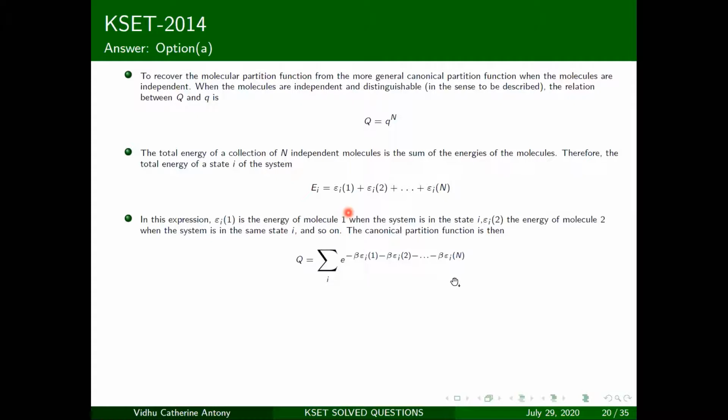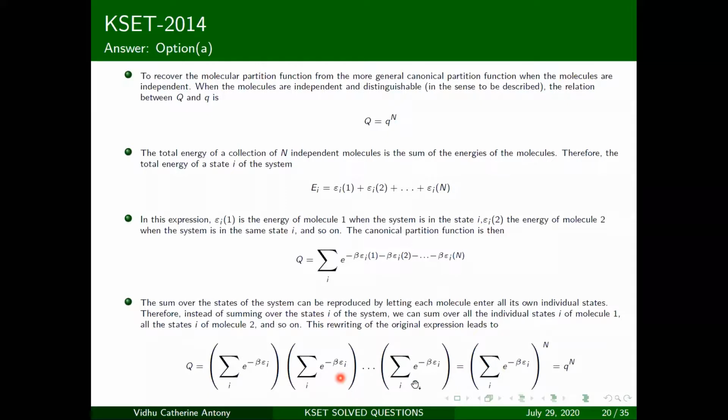This summation can be split over all of this, so you can basically write it as products. You write it as a product of one term, then the product of the next term, then a product of this one, and you go on. Each of these individual molecules which have the same energy, you're going to have to write the partition function as q for this, q for this, and q for this, and so on. That means you have to multiply q n times.